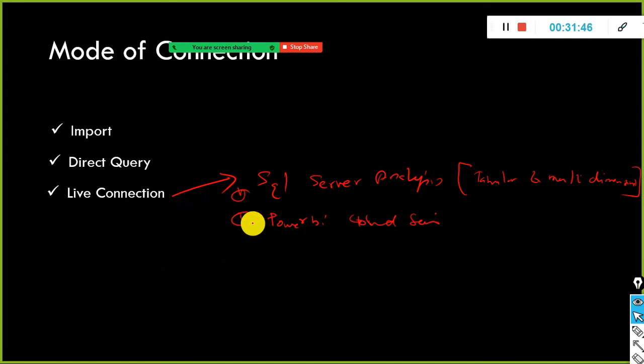The live connection is also similar to direct query, in a way that it works with the source data itself. It will not store the data in Power BI, and it will query the data source every time. However, it is slightly different from direct query, because it supports only these three sources.